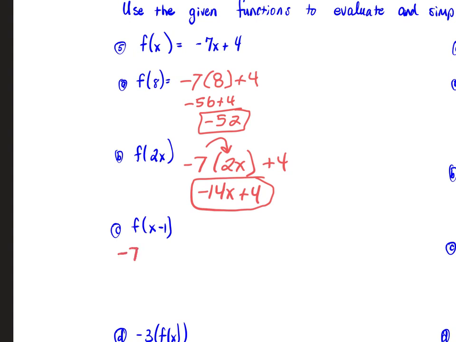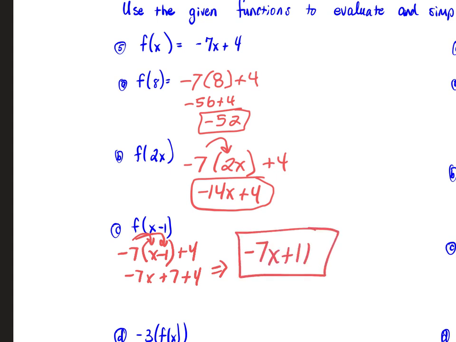What do they want me to do in C? Instead of X, what do they want me to plug in? The whole parenthesis, X minus 1. So I would say X minus 1 and then plus 4. And then you distribute. You get -7X plus 7 plus 4. So when I simplify that, it becomes -7X plus 11. Good.